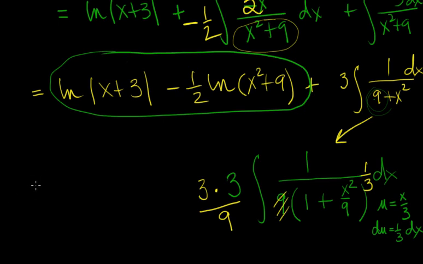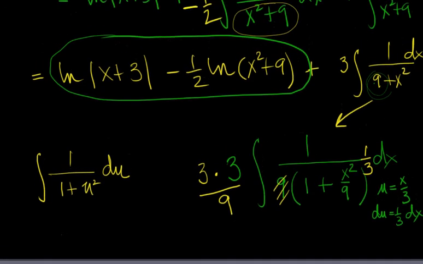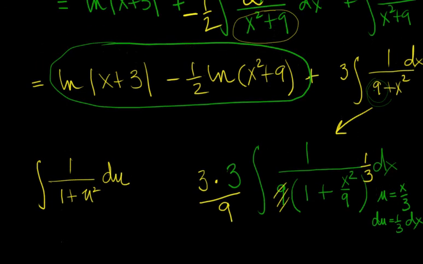And what we have is, well, 9 over 9 is 1. So what we have is simply the integral of 1 over 1 plus x over 3 squared, u squared, times 1/3 dx, that's du, arctan u. So we can write our final answer then as follows. Whoops. Well, I've run out of room, so I'll write it right down here.